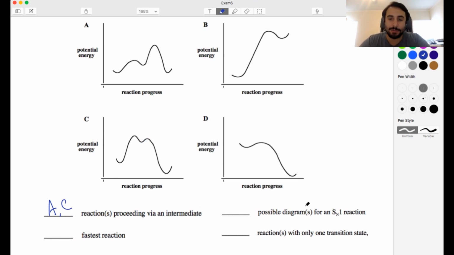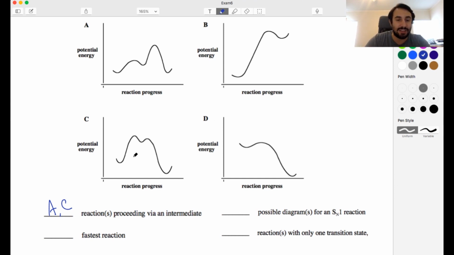Then for this one, possible diagram or diagrams for an SN1 reaction. Let's recall, an SN1 reaction is a two-step mechanism. First, the leaving group leaves, leaving a carbocation, and then the second step is where the nucleophile attacks to generate the SN1 product. And step one is the rate-determining step. Step one has to have the greater activation energy because it is the less favorable reaction, right? We're going to the unstable carbocation.